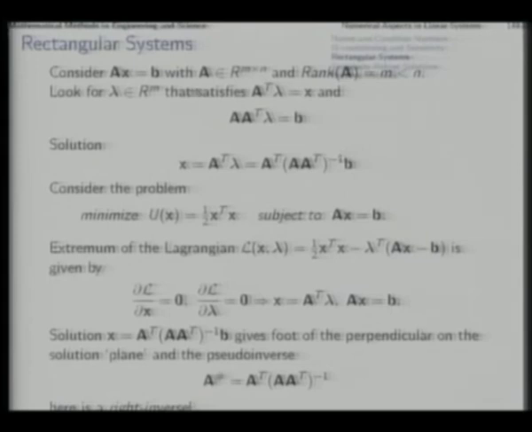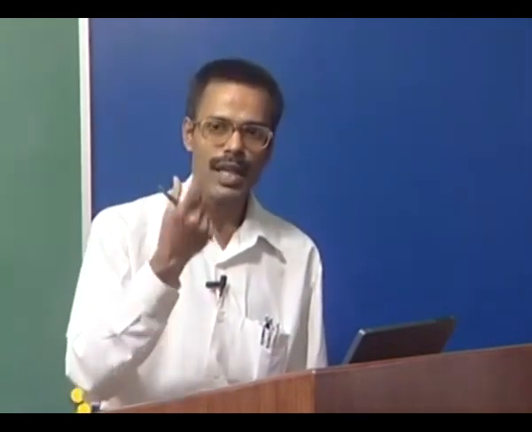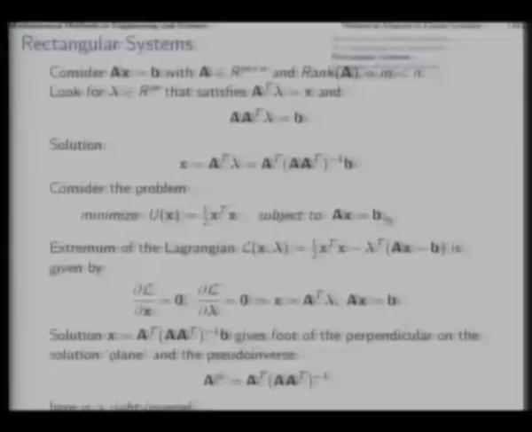So, that means through this small trick you find that x, which is the minimum sized x that satisfies this system of equations, apart from many others which you are not bothered with. Now, this particular solution gives you the foot of the perpendicular on the solution plane.